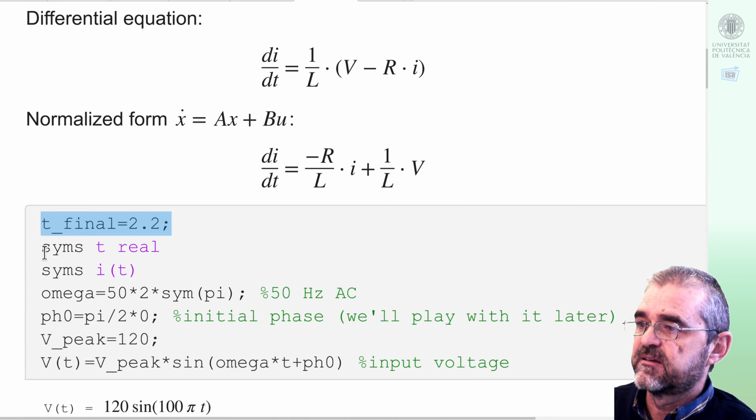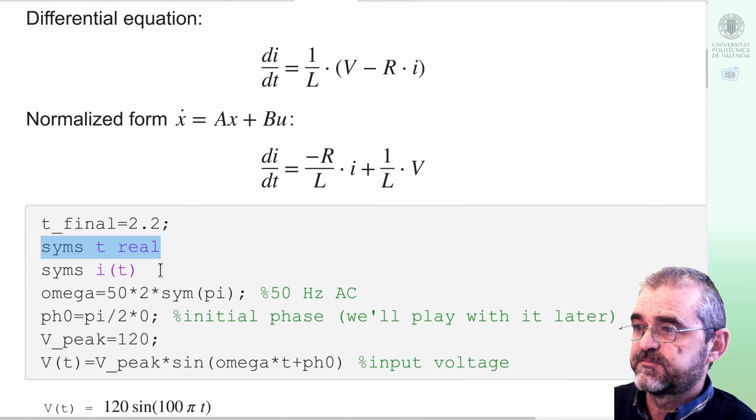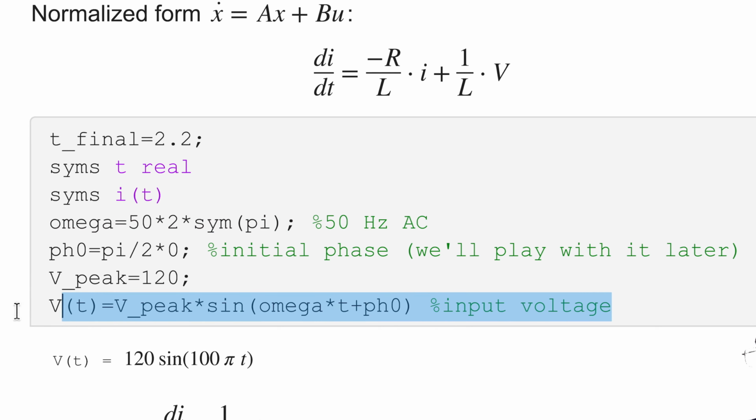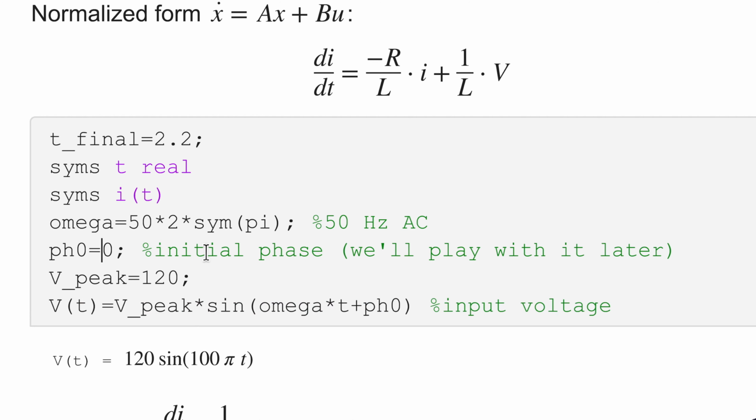So I will define time as a symbolic variable, and current will be defined as a symbolic function of time. We will discuss 50 Hz alternating current examples, and our input voltage waveform will be just a sinusoidal with a peak voltage of 120 volts and angular frequency 100 pi, plus an initial phase that for the moment we'll set to 0 and we'll play with it later on.